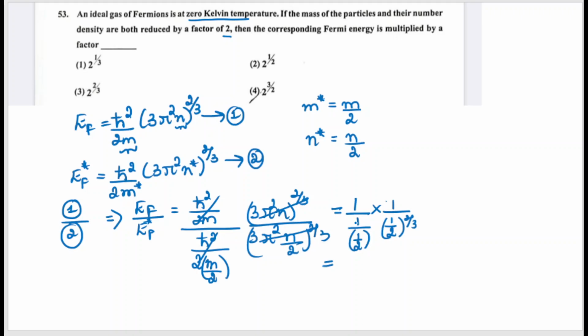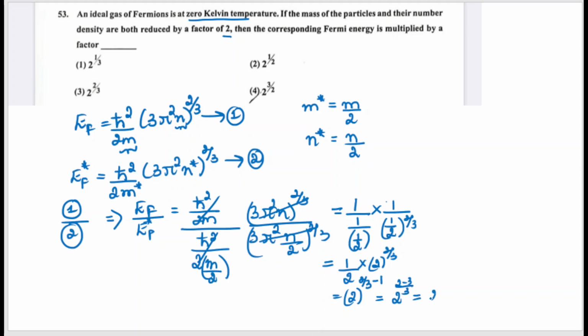If I simplify, I'll get 1 divided by 2 into 2 to the power of 2 by 3. After simplification, I'll get 2 to the power of 2 by 3 minus 1. Here we have 2 in the denominator; if it goes to the numerator, it is 2 to the power of minus 1. After taking LCM and solving, I'll get 2 to the power of minus 3 by 3.